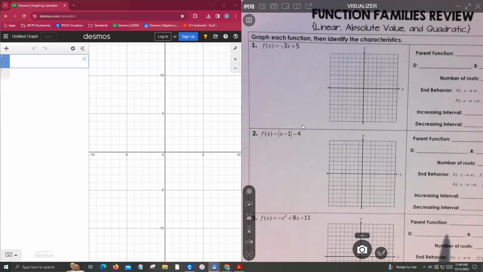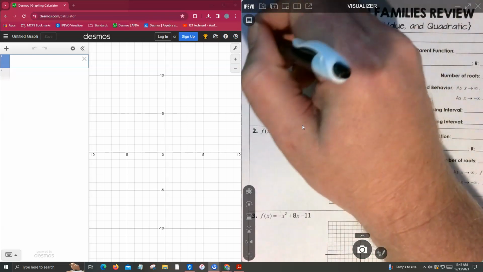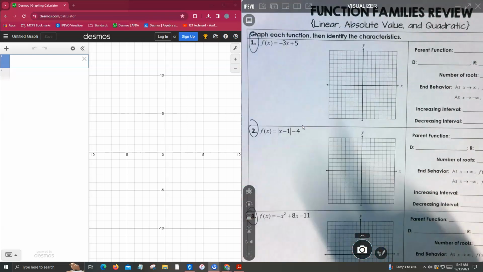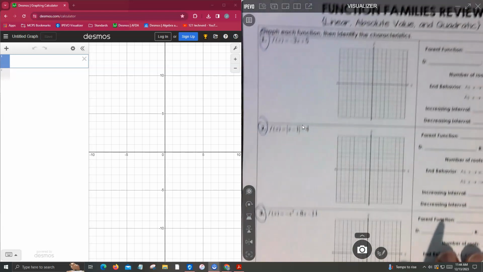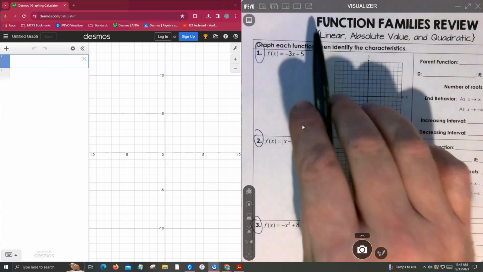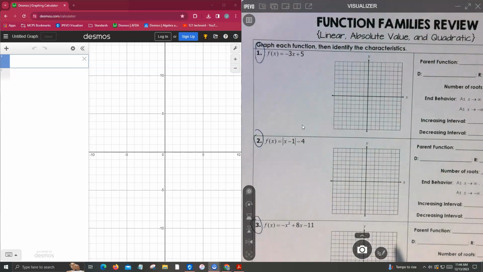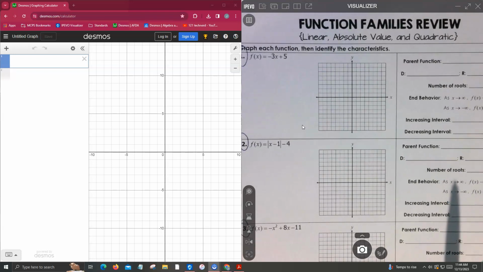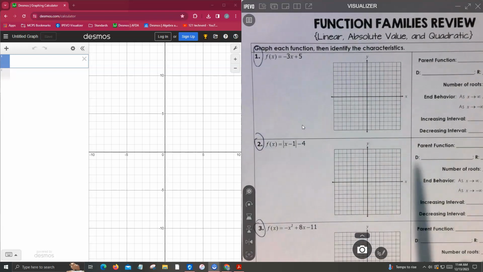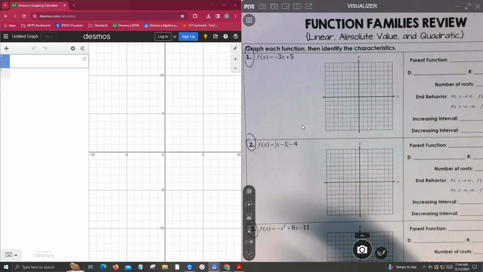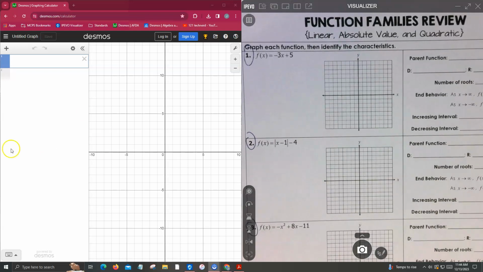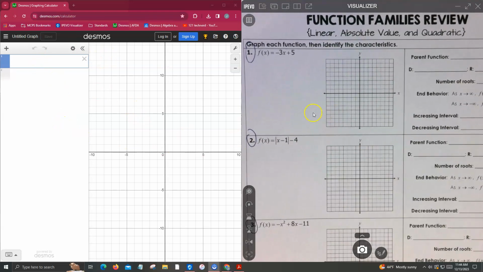All right, so my plan is to do just 1, 2, and 3 because they are the three different functions: linear, absolute value, and quadratic. So you get an example of all three, and then you can do the classwork. I'm going to go through all three. If you get stuck on any of this graphing, use Desmos. That's why I have Desmos over here on the left, in case I need to use Desmos, or I can review with Desmos as well.